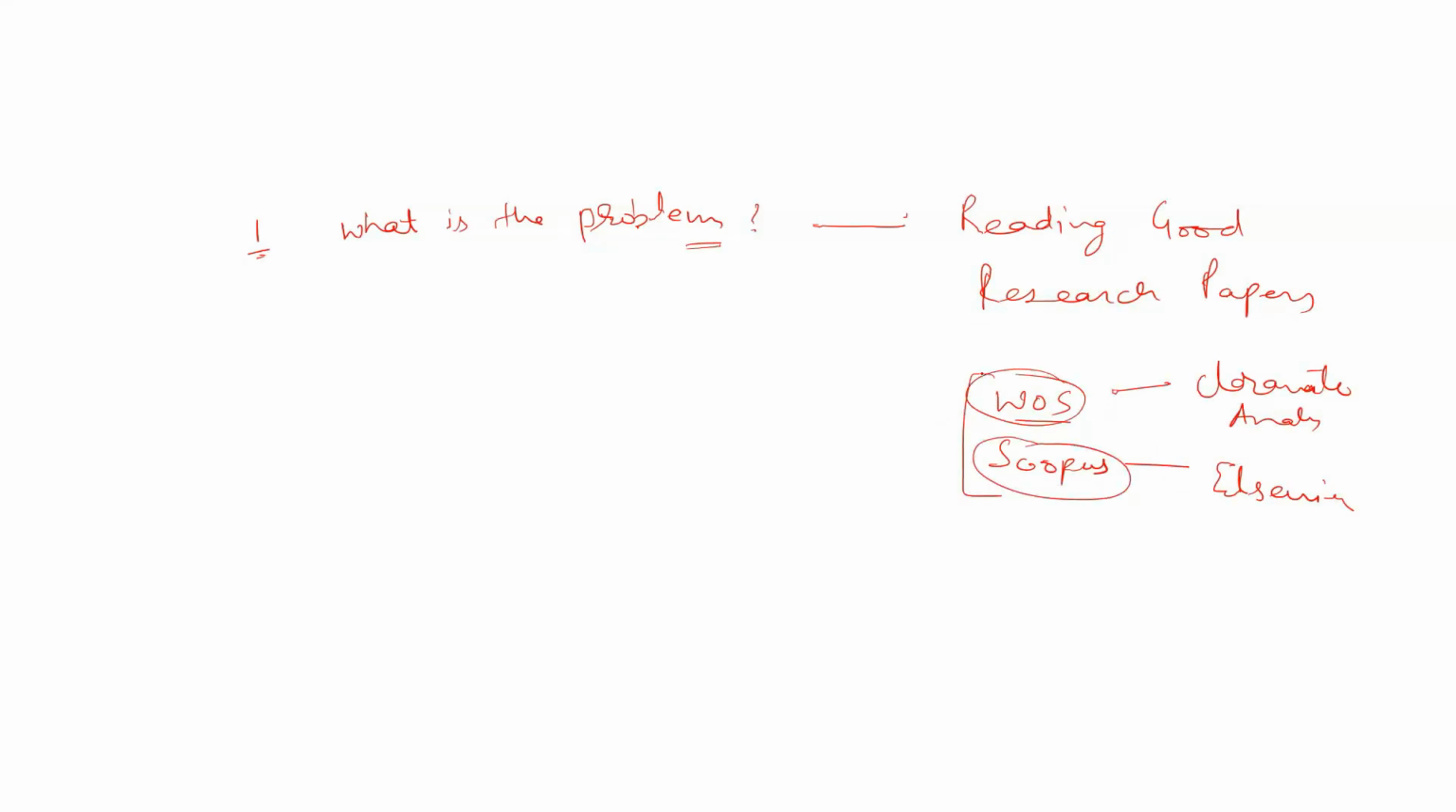Can anyone tell me what the difference is between Web of Science and Scopus indexes? Yes, participants, please. Can anyone tell me what the difference is? I am not talking about which one is more popular, more famous or more preferred. Just what is the difference between Web of Science and Scopus indexing?